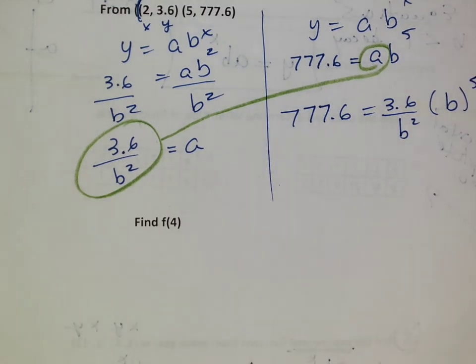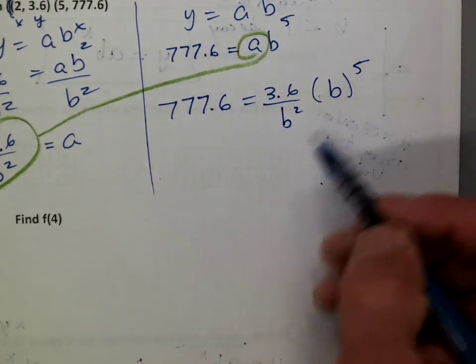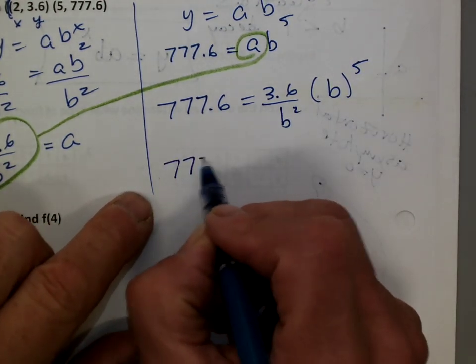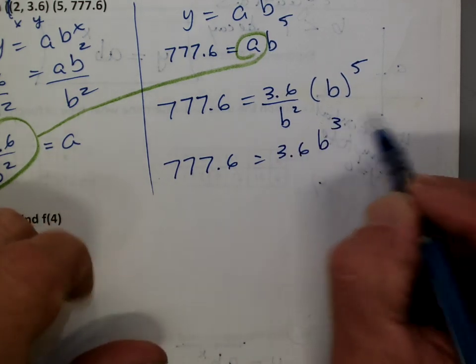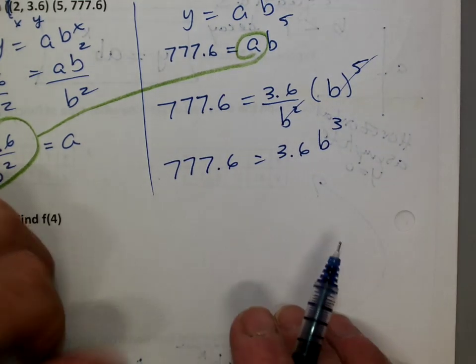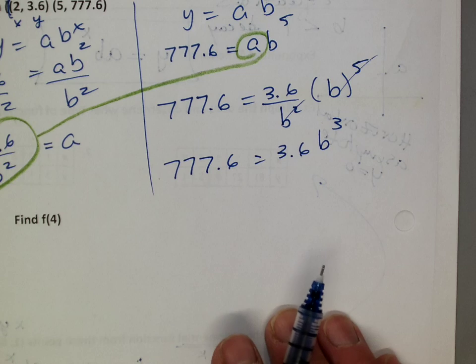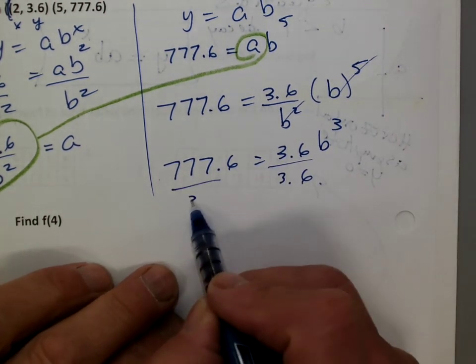All right, what do you see? Am I going too fast? What do you see? B to the second and b to the fifth makes up b to the 3rd. You guys okay with that? 777.6 equals 3.6 b to the 3rd. Correct? Okay, let's solve for b. What are we going to do? We're going to divide and then we'll cube root, right? So let's divide by 3.6.